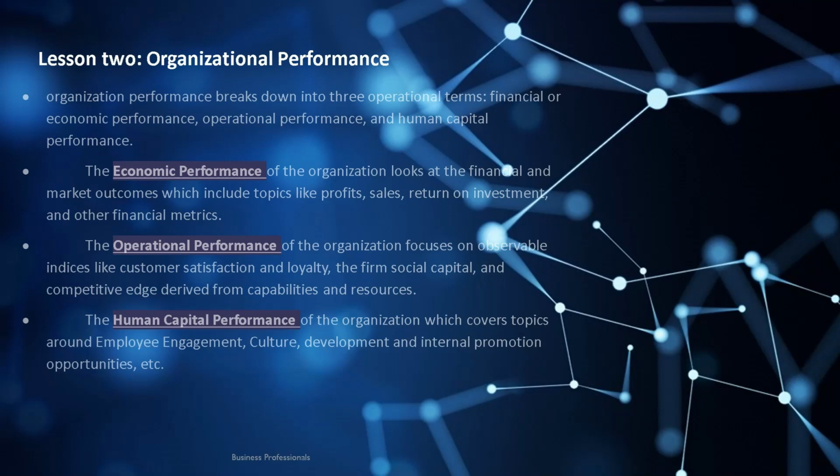The economic performance of the organization looks at the financial and market outcomes, which include topics like profits, sales, return on investment, and other financial metrics. The operational performance of the organization focuses on observable indices like customer satisfaction and loyalty, the firm's social capital, and competitive edge derived from capabilities and resources. The human capital performance of the organization covers topics around employee engagement, culture, development and internal promotion opportunities, etc.